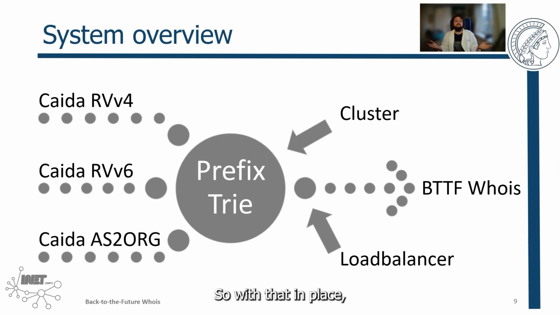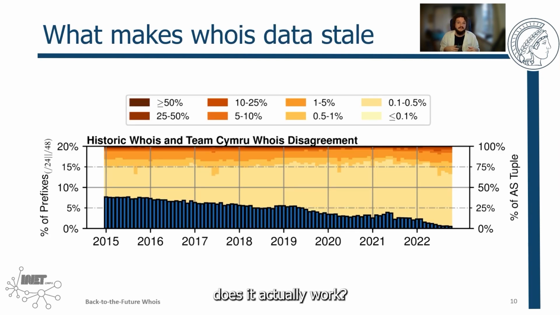So with that in place, does it actually work? And yeah, it kind of does. To evaluate that, we took the dataset from our university measurement study and performed monthly IP address attribution for, in summary, 150 million IPs, as we now unique them per month, over the duration of our study. And we compared that attribution we did with our Back to the Future Whois to what Team Camry would have said. And it somewhat looks like what we expected.